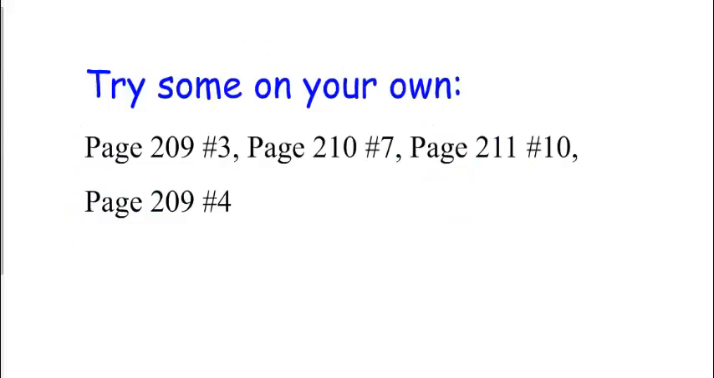We're not going to do the 4th example just yet. We'll do it tomorrow in class because it's a little more complex. In the meantime, I want you to try these problems from the book on your own. Bring them to class tomorrow and we'll go over them.